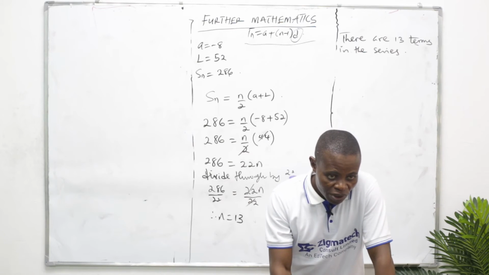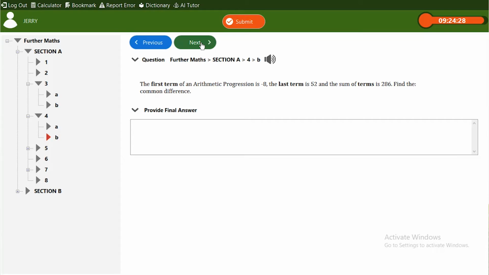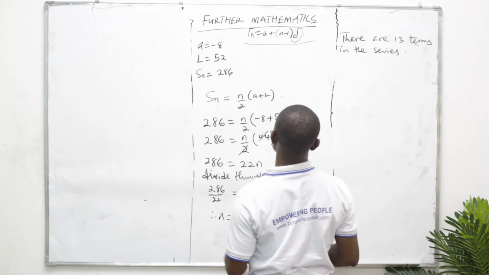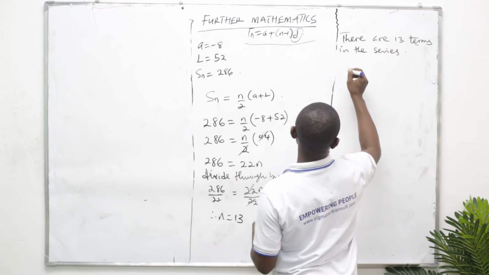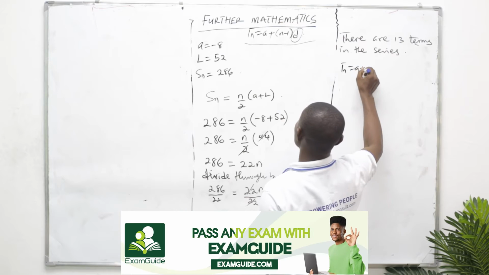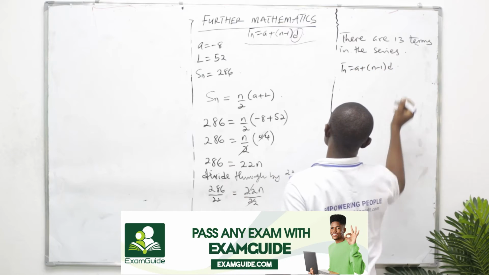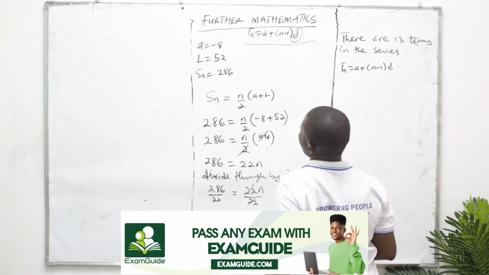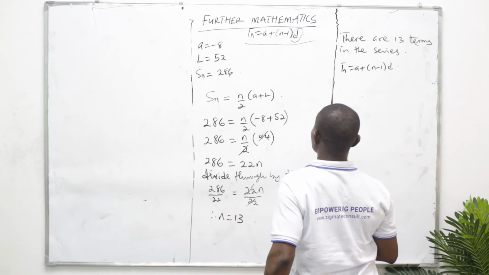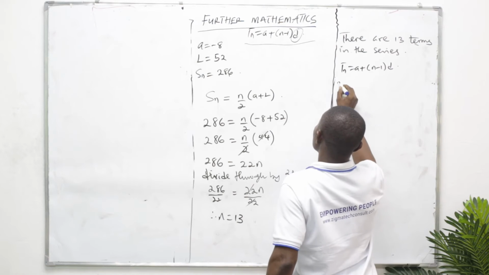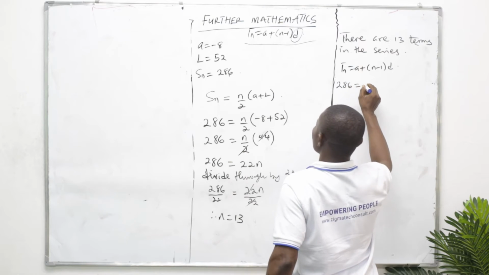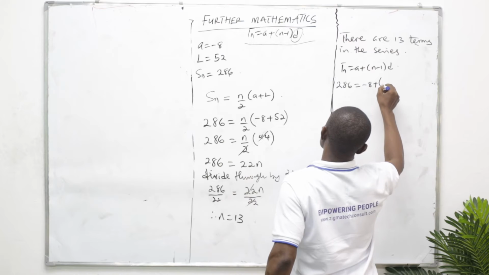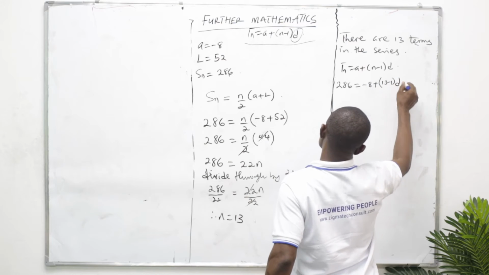So don't be perturbed about the formula I used. Okay, the B part of this question says find the common difference. Good. Now we're interested in common difference. If we have the number of terms, I think it's easy now. So just say Tn equals a, okay, plus n minus 1 into d. Recall that last term is the same thing as Tn. So I can say 286 equals minus 8 plus 13 minus 1 into d, okay?